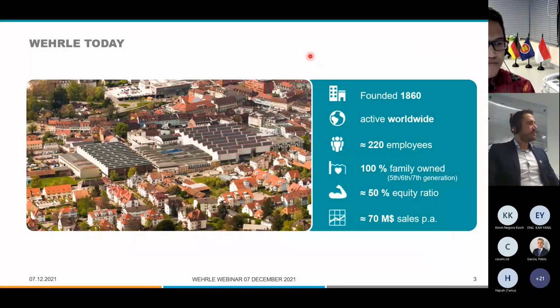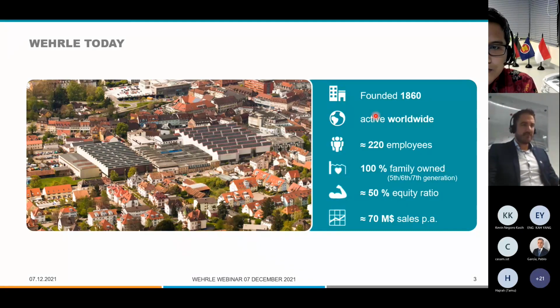Okay, let's talk about WEHRLE in general. As you can see here, this is the WEHRLE premises. It's located directly in the city. It's not located outside of the city. The reason is that WEHRLE was established in 1860, so it's quite an old company, and after the company was established, the city was growing outside. That is the reason why WEHRLE is located now in the middle of the city.